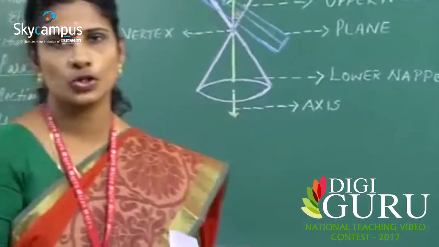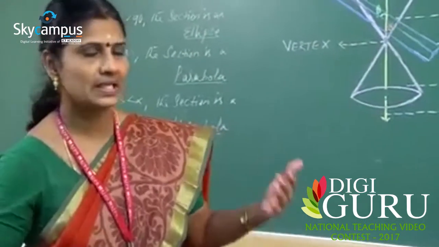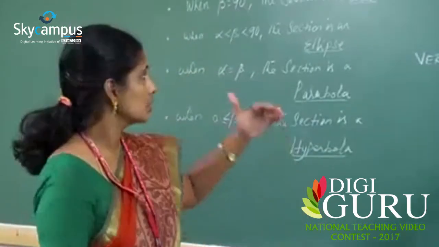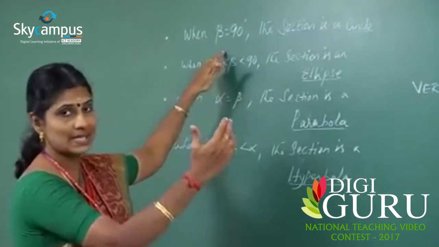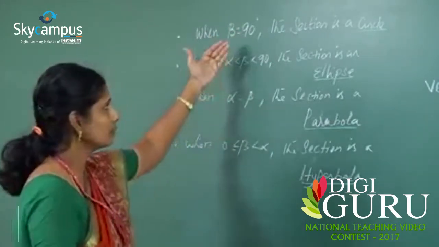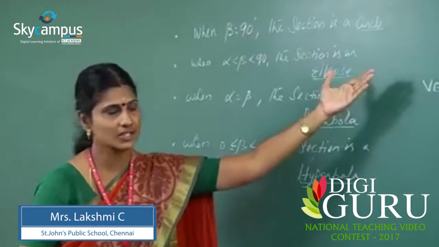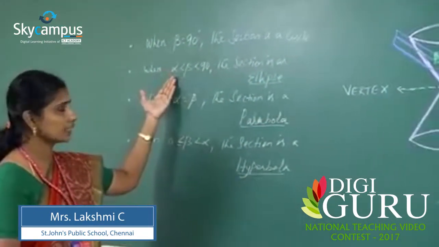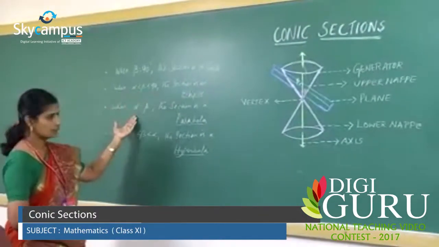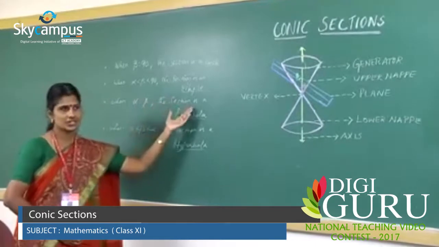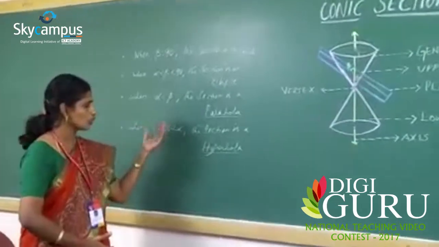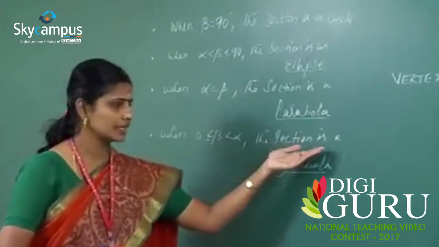Now coming to the conclusion of this conic section. It is very clearly seen that the conic section is nothing but a study of curves. Based on the angle beta, that is the angle between the plane and the axis, we get different sections. When beta is equal to 90, we get a circle. When beta is greater than alpha but less than 90, we get an ellipse. When alpha is equal to beta, we get a parabola. When beta is greater than or equal to 0 but less than alpha, we get a hyperbola.